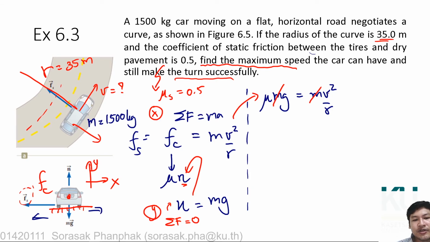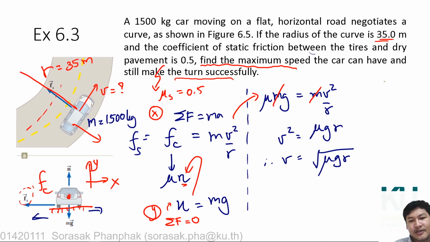If we want to determine v, we can rearrange the term so that v squared equals mu g r, so v is equal to the square root of mu g r, and now you substitute everything in. Please use g equal to 9.8 as usual. So we will substitute all the information in, where this mu is your mu s, right? Your mu s.